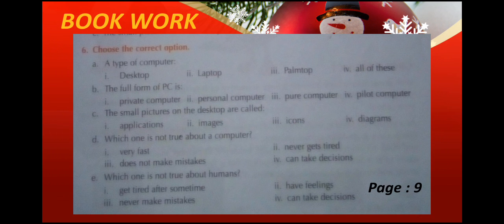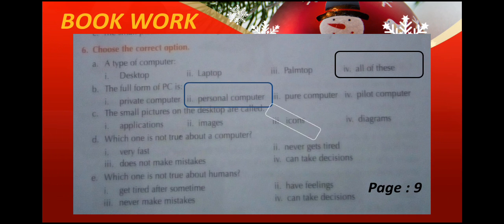Choose the correct option. A type of computer: desktop, laptop, palm top, all of these. Which one is the type of computer? All of these. Okay? The full form of PC is personal computer. I have told the definition of personal computer today. The small pictures on the desktop are called icons.